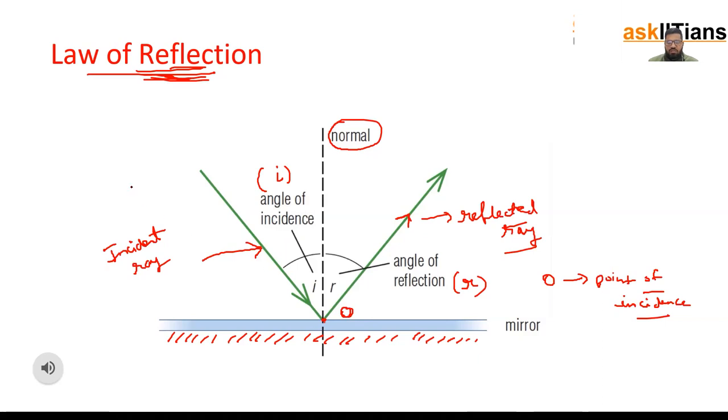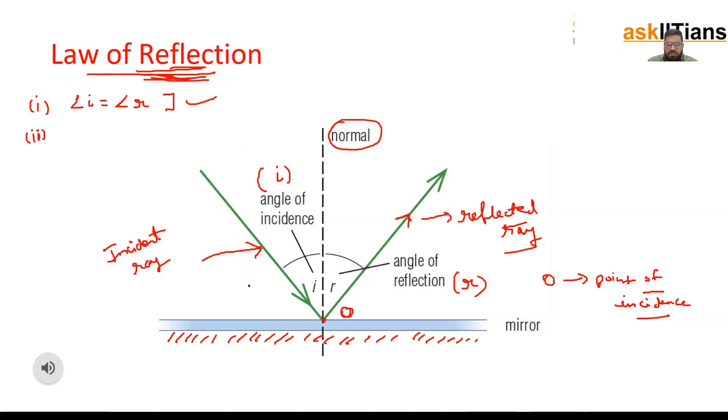Now, what do the laws of reflection say? Laws of reflection has two laws. Basically, the first law says that angle of incidence, that is i, is equal to angle of reflection. Clear? So angle of incidence is equal to angle of reflection, that is the law of reflection. Clear? So always angle of incidence is equal to angle of reflection. But remember one thing, these angles are measured between normal and incident ray, and normal and reflected ray respectively.